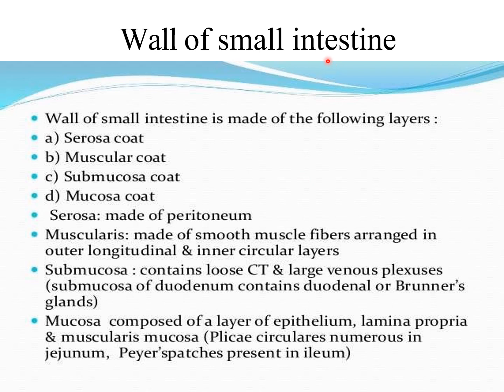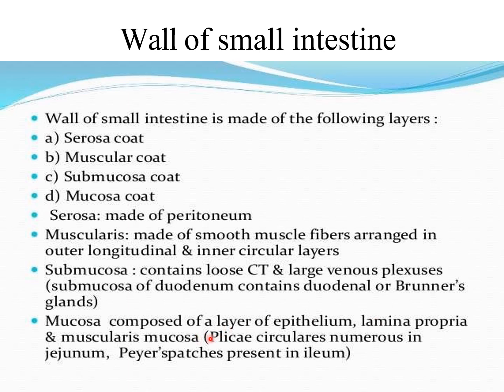About the wall of intestine. The wall of small intestine is made of the following four layers: serosa, muscular coat, submucosa coat, and mucous coat. Serosa is made of peritoneum. The muscularis layer is made of smooth muscle fibers arranged in outer longitudinal and inner circular layers. The submucosa contains connective tissue and large venous plexus. The submucosa of duodenum contains duodenal glands or Brunner's glands. Mucosa is made up of epithelium, lamina propria, and muscularis mucosa.